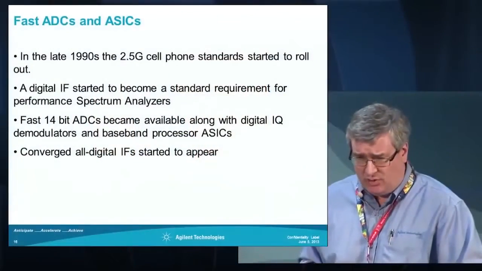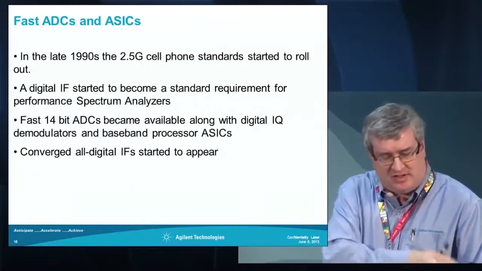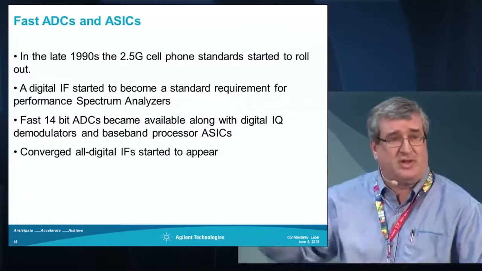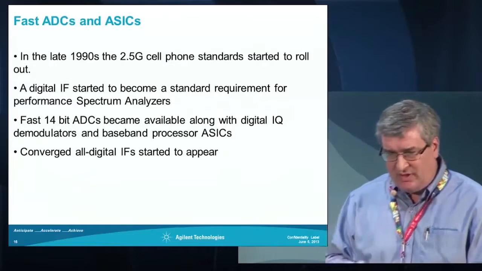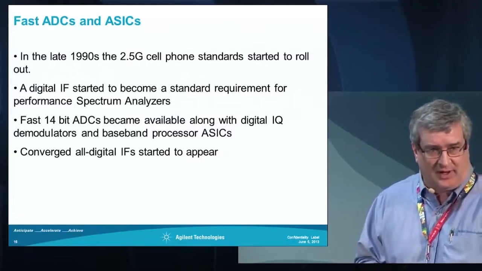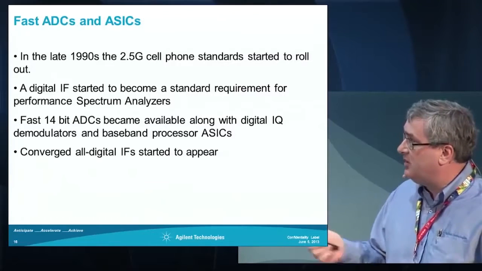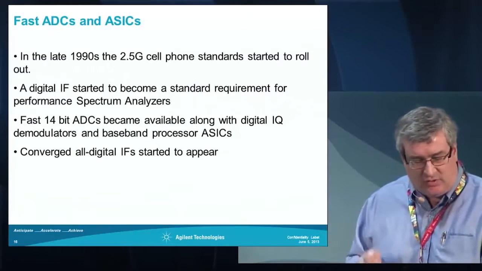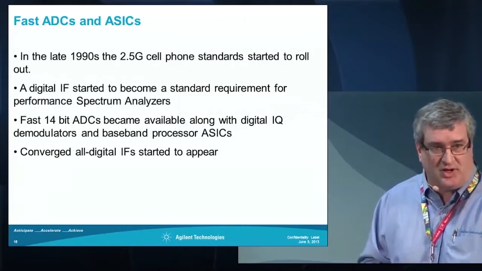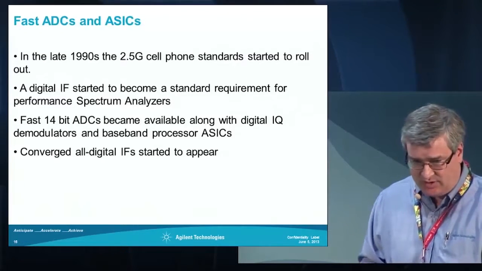But in the late 1990s, the 2G phone standards started to roll out. So we started to see this inexorable pressure on our bandwidths. Our information bandwidth started to increase and increase and increase. Fortunately, good ADCs started to show up finally. So we have to do about 14 bits at the speeds we need. We also started to be able to generate ASICs that could do digital baseband processing for us.